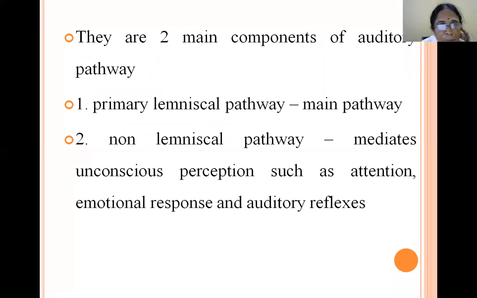Now coming to a little bit more detail. There are two main components of the auditory pathway. One is the primary lemniscal pathway, which we have seen now. The information goes through the lateral lemniscal pathway. That is the main pathway. Then we have another pathway known as the non-lemniscal pathway. This non-lemniscal pathway mediates unconscious perception such as attention, emotional response, and auditory reflexes.